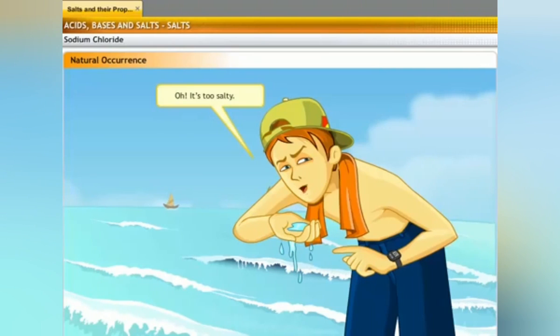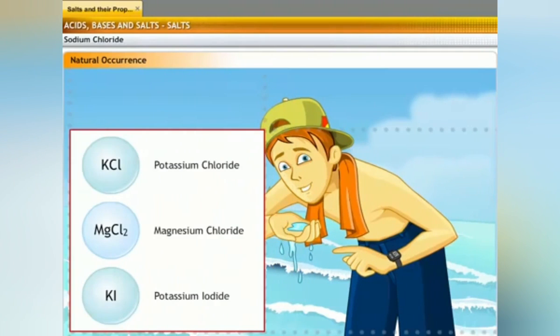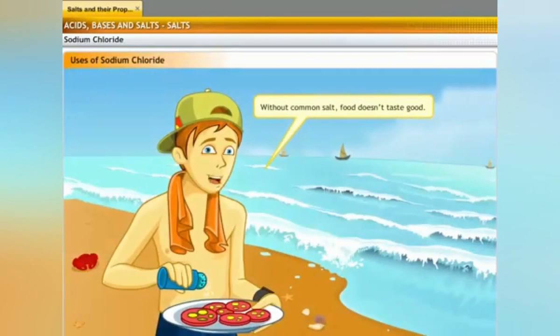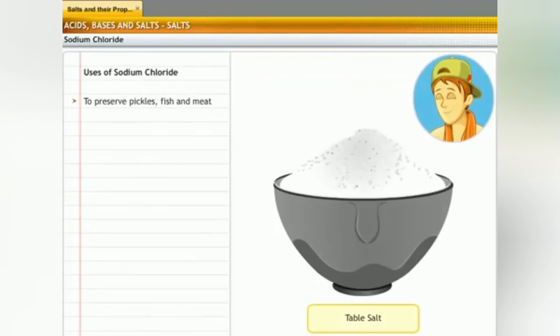Oh, it's too salty. Seawater contains many dissolved salts like chloride of potassium, magnesium, iodides of potassium, etc. Although the most abundant sea salt is sodium chloride or common salt, sodium chloride is obtained from seawater by the process of evaporation. Without common salt, food doesn't taste good. Absolutely. Common salt is an important constituent of food and is referred to as table salt.